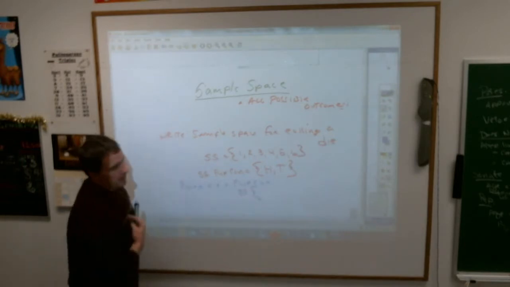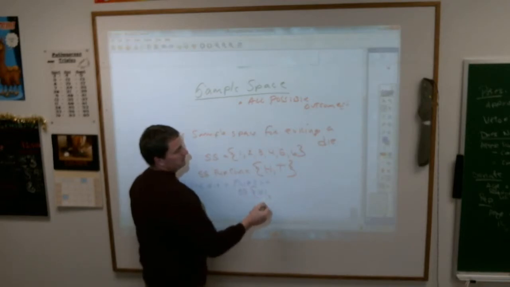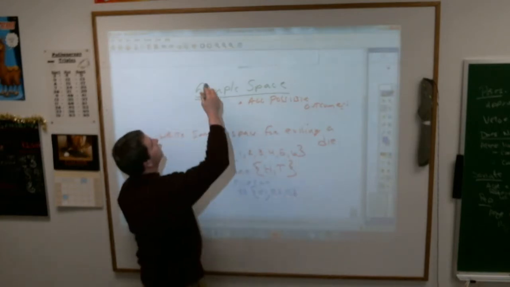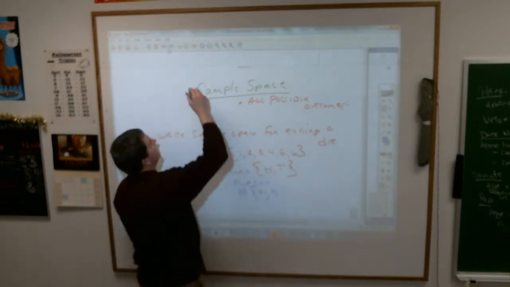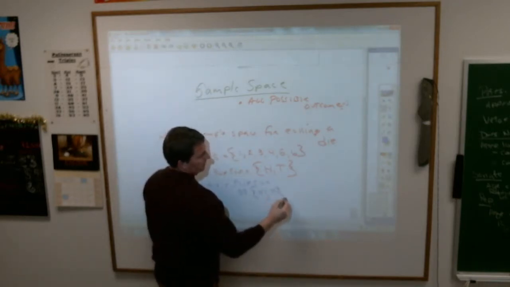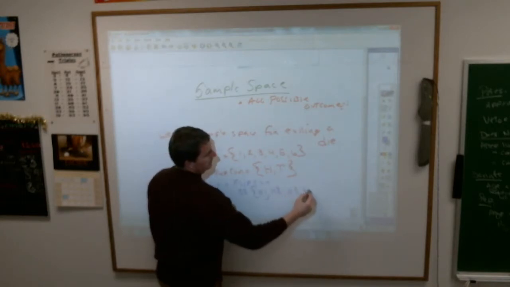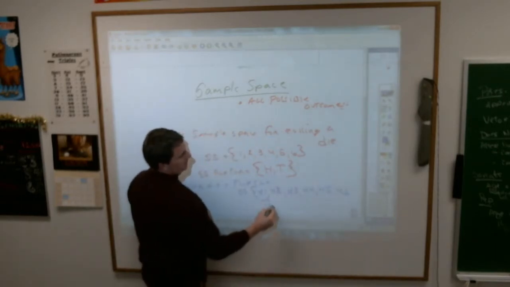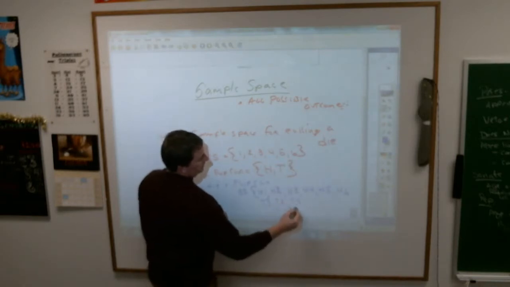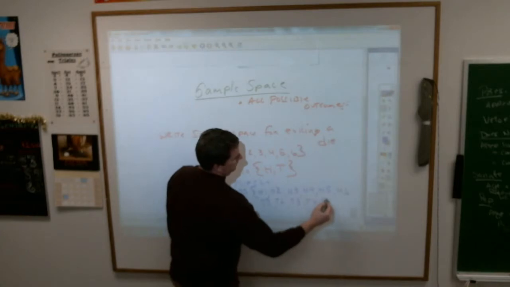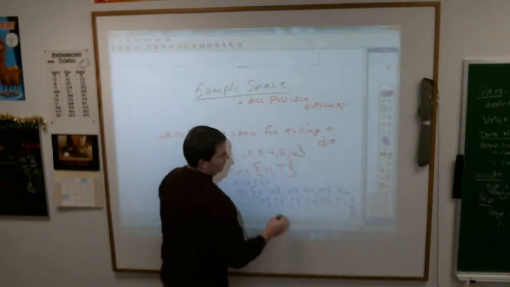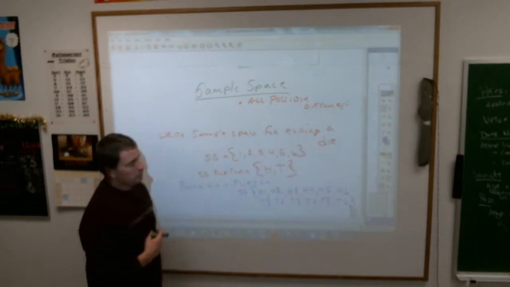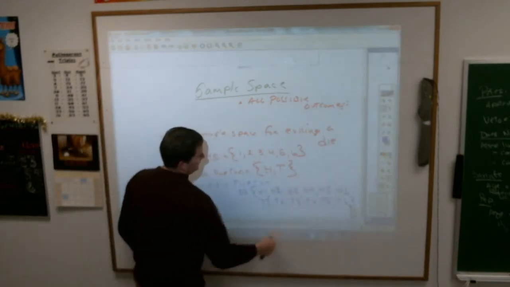What would be your sample space? Well, what could we get? We could flip and get a head and a 1, a head and a 2, a head and a 3, a head and a 4, a head and a 5, a head and a 6, a tail and a 1, a tail and a 2, a tail and a 3, a tail and a 4, a tail and a 5, a tail and a 6. Those are all the different possibilities if you flip a coin and then roll a die. Those are all the different combinations that you could possibly get.